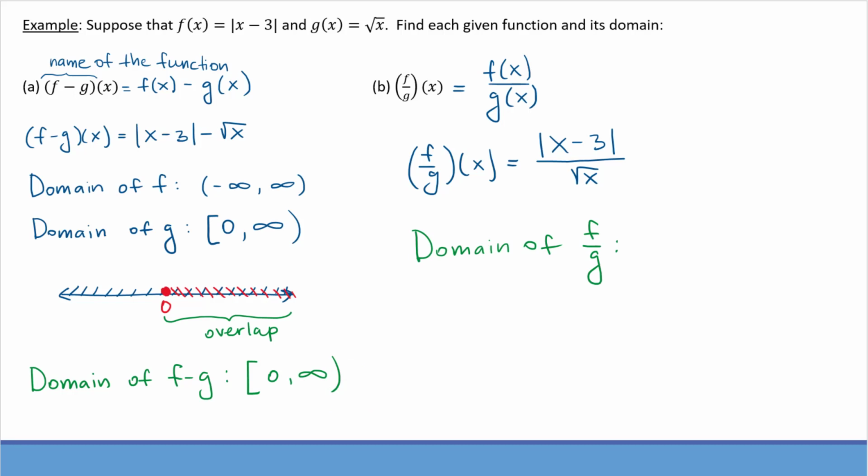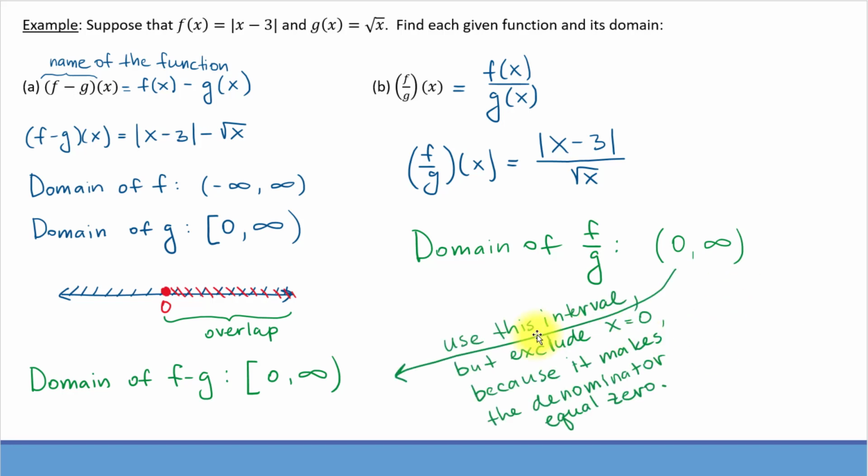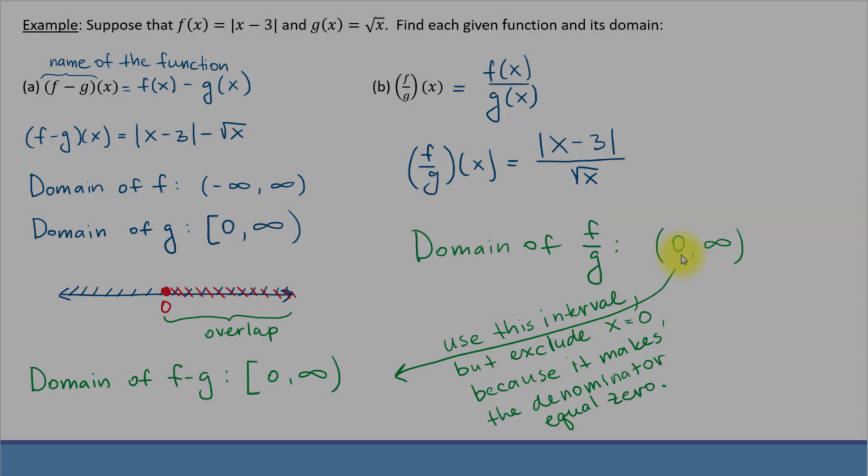In other words, the domain of function f over g is the interval from 0 to infinity, where 0 is not included. So I added this note. Use this interval because it includes values of x that are in both domains of f and g, but exclude x equals 0 because it makes this denominator equal 0. With interval notation, we just use parentheses instead of brackets to indicate that 0 is not part of the interval.